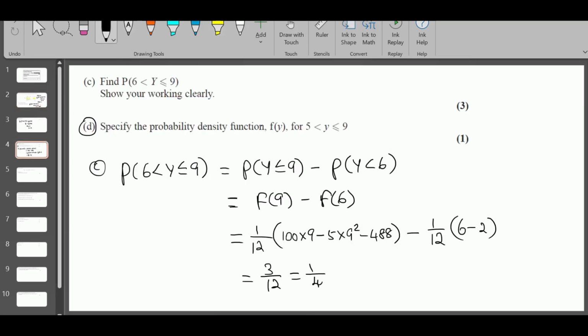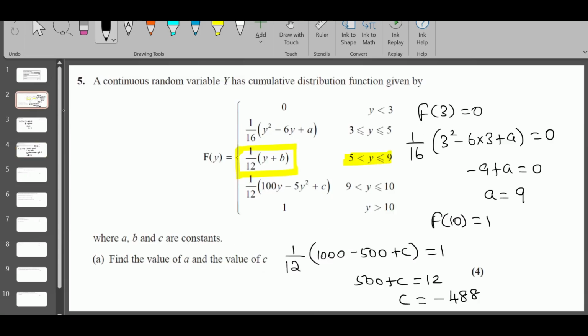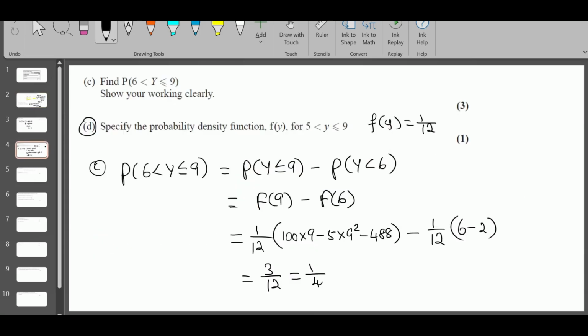Sorry, this question. So it's going to be f of y is 1 over 12 times b. So b becomes 0 when we differentiate, right? Yes, 1 plus b. So just leave it as 1 over 12 as a function, that's all. Just write 1 over 12. It's just one more question.